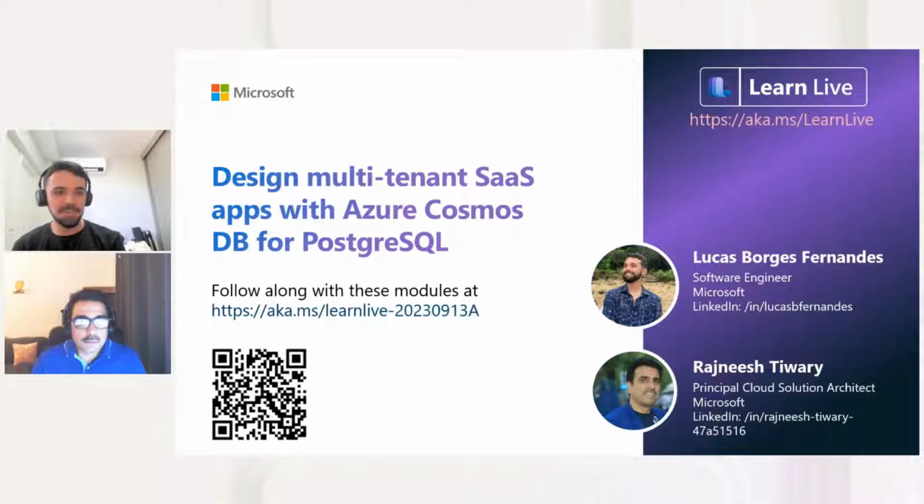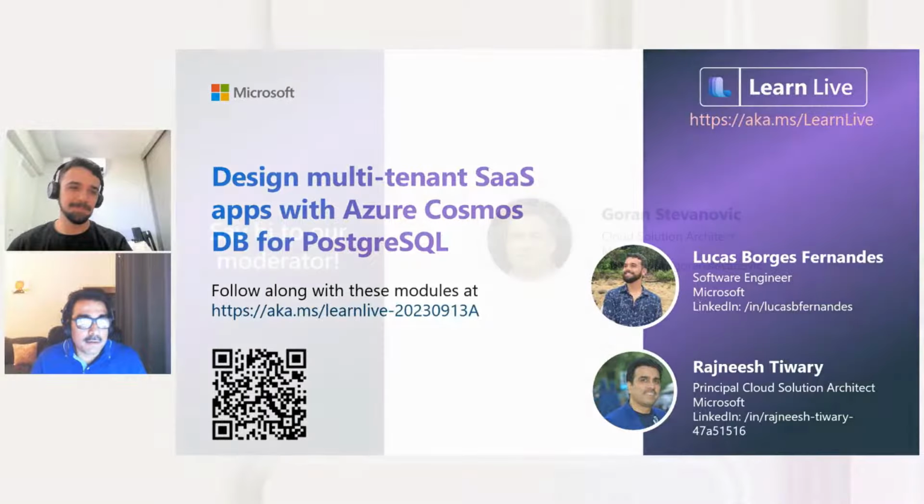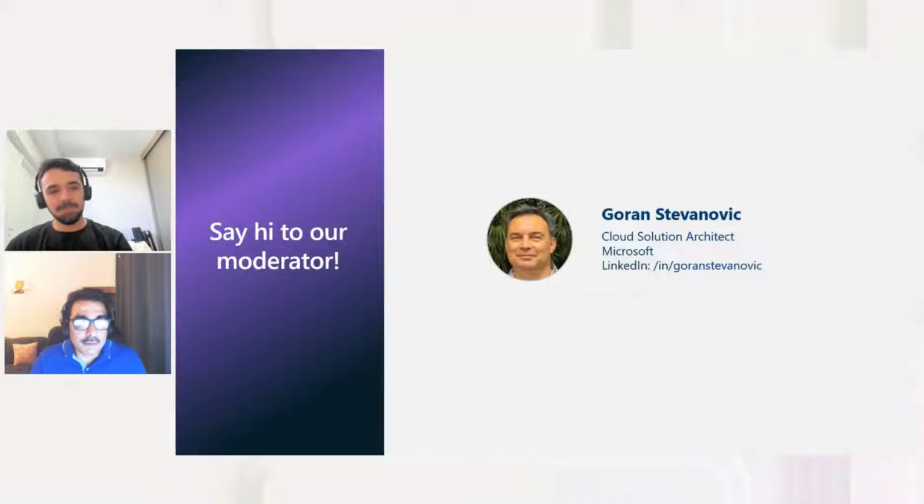So you can introduce yourself now, Rajneesh. Thanks, Lucas. So I'm Rajneesh, and I'm the cloud solution architect as well as technical insider for Azure Cosmos DB for PostgreSQL. And today, as Lucas said, we'll be walking you through the session, talking about Azure Cosmos DB for PostgreSQL, how it can be leveraged for SaaS applications, or so to say, tenant-based applications. So with that said, we can just quickly move on to the slides and the start of the session.